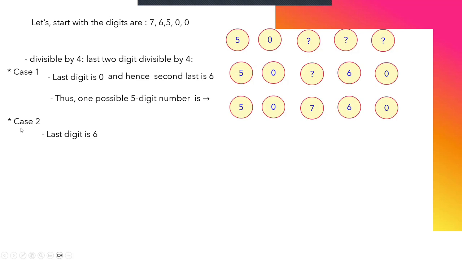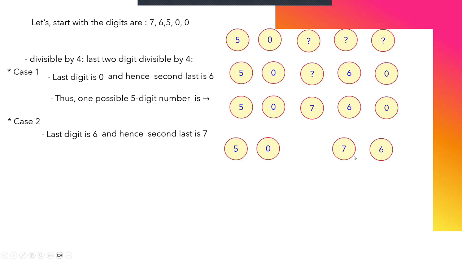Now we come to case 2, where the last digit is 6. We fill in the last digit as 6. Now we are left with 7 and 0. If the second last digit is 0, then the last 2 digits are 06, which is not divisible by 4. So the second last digit must be 7. Now 76 is divisible by 4. So the remaining digit is 0, and the 5-digit number will be 50076.